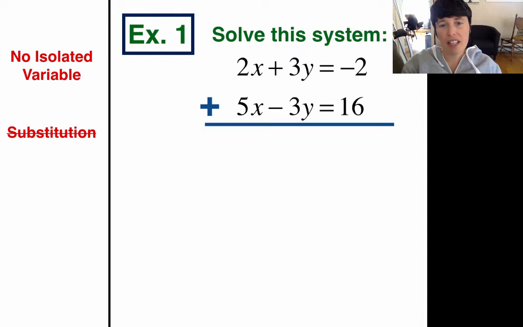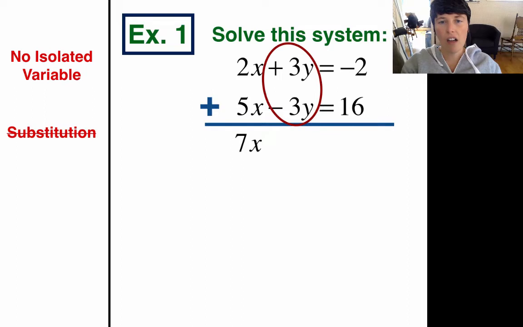2x plus 5x is 7x's. 3y plus a negative 3y, what happens there? Oh, that's 0. Those are going to eliminate and cross out. They go away. And then negative 2 plus 16 would have to be 14. So look what I end up getting. I still have the equal sign. I shouldn't forget the equal sign. And I have 7x equals 14.